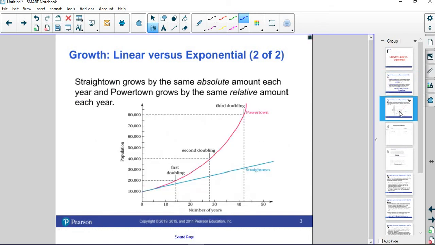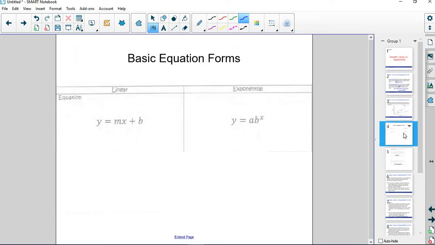And what happens with linear growth is just a straight line. It's a line, linear, all right? Where exponential growth, when you're being raised to a power, that grows much, much faster, okay? And it doubles over a certain amount of time, all right? So the basic forms of our equations for linear versus exponential.